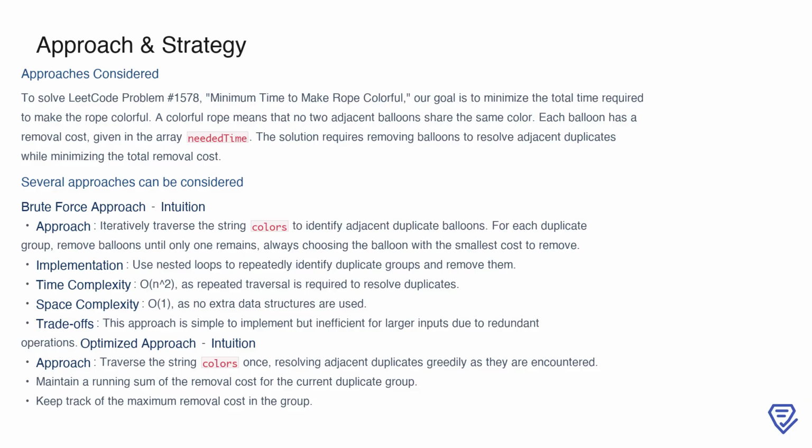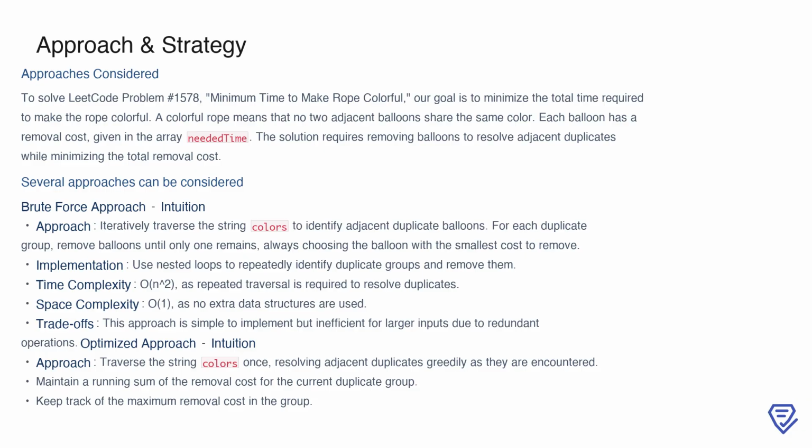One approach we could consider is the brute force method. Here, the idea is to iteratively traverse the string of colors and identify groups of adjacent duplicates. For each group, we remove balloons until only one remains, always prioritizing the removal of the least costly balloons. While this method is simple to understand and implement, it involves repeated traversal of the string, resulting in a time complexity of n squared. This makes it inefficient for larger inputs.